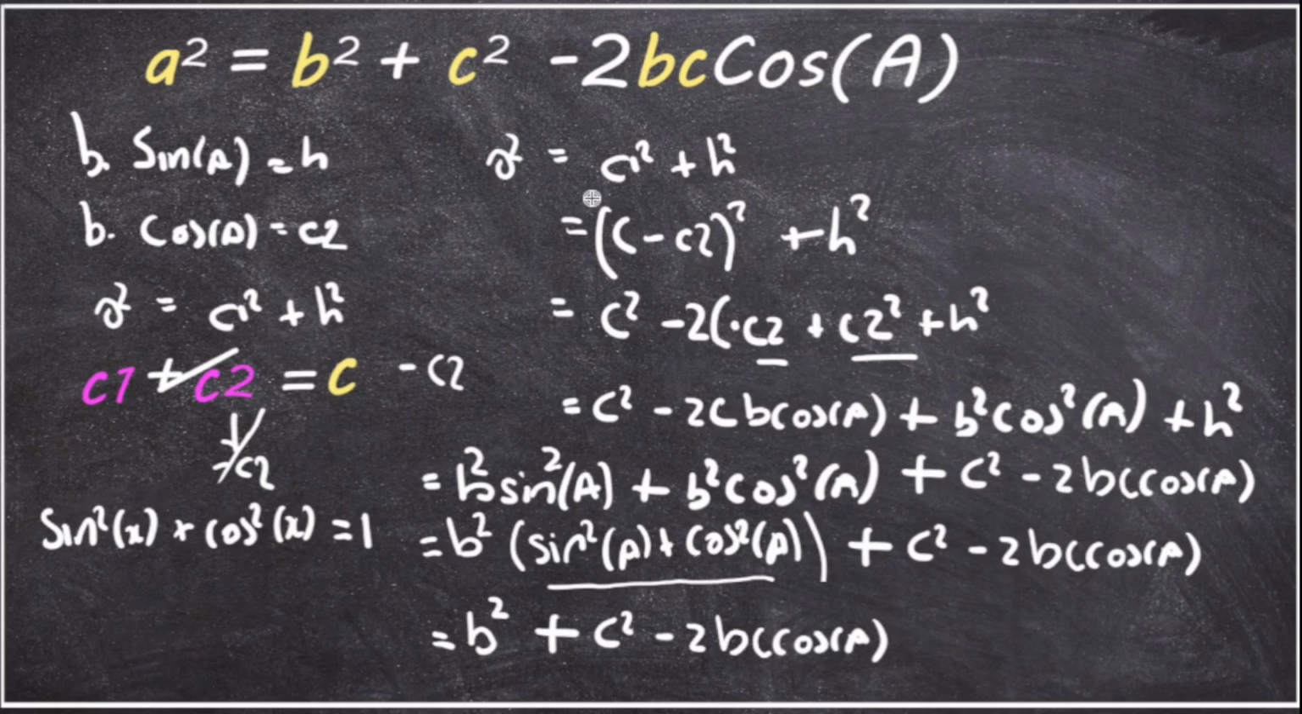And we said that if that was true, then the cosine rule must be true. This whole calculation is just a translation of a squared, which must be equal to b squared plus c squared minus 2bc cosine of a. And there is your proof for the cosine rule.